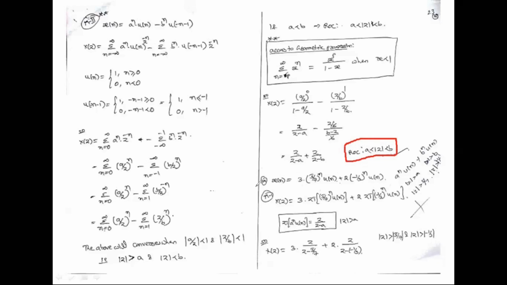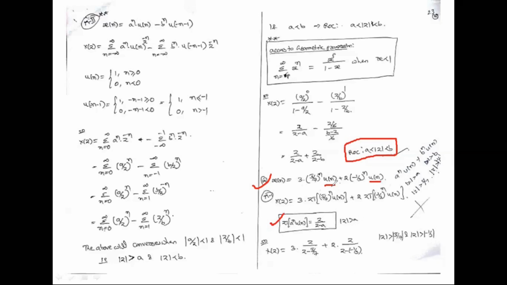Got it, my dear students? Another example, x of n is equal to 3 into, and this function is (5 by 7) whole power n mu of n plus 2 into (minus 1 by 3) whole power n mu of n. Both are mu of n only. The function is a power n mu of n, and it is also a power n mu of n. We know the z transformation of a power n mu of n is z by z minus a, and it is z greater than a.